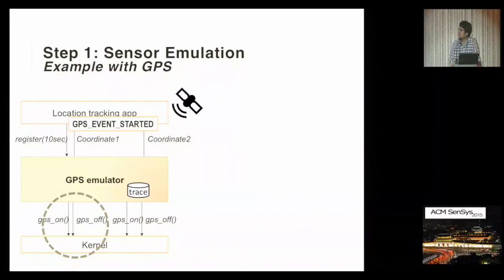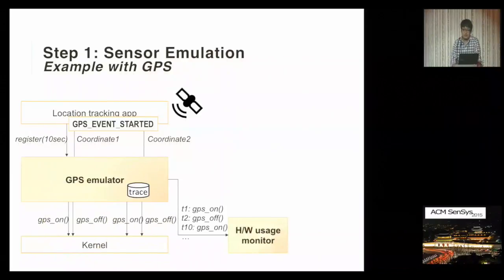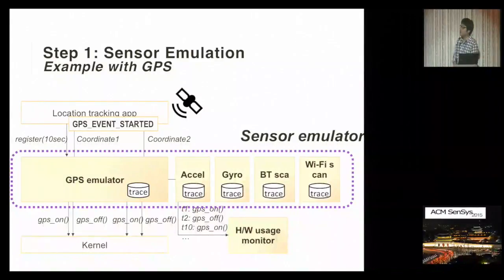And while feeding the data, it also hooks the system calls made to the kernel and notifies them to the hardware usage monitor. I'll explain how we estimate the power with such system calls in the next slide. Besides GPS, we also developed the sensor emulator for diverse sensors, including accelerometer, gyroscope, Bluetooth scan, and Wi-Fi scan.